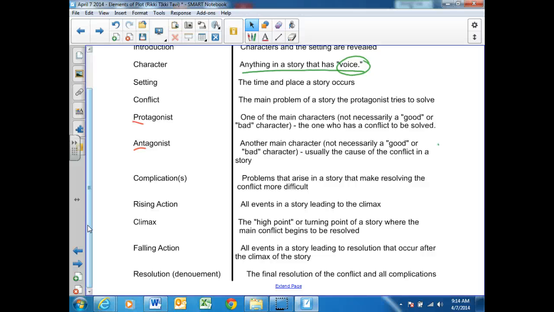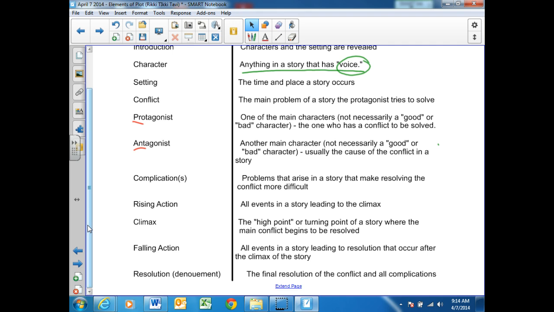Then this is all part of what's called falling action, everything moving towards resolution or the denouement. And the resolution is the final resolution, the ending of the story, when everything is wrapped up and the story is over. Okay. The interesting thing about resolution is that not every story has a very good resolution. Most of the time, they do.